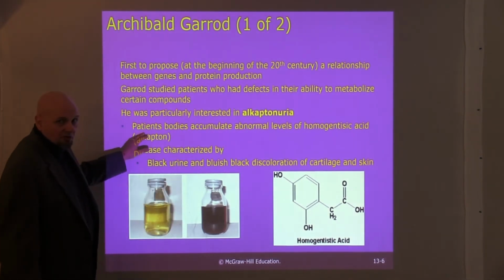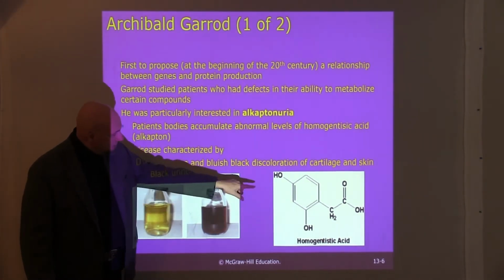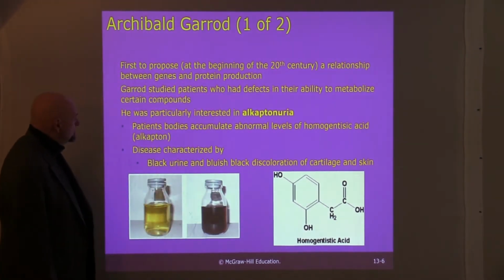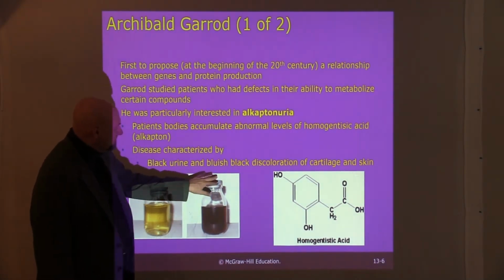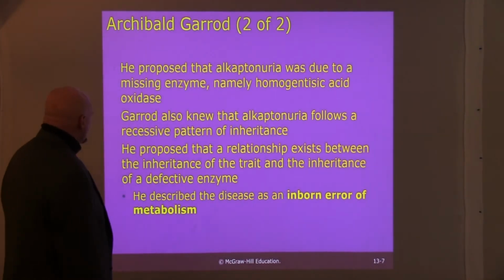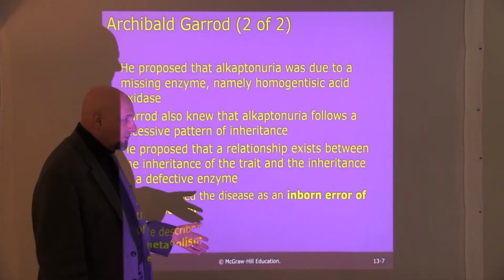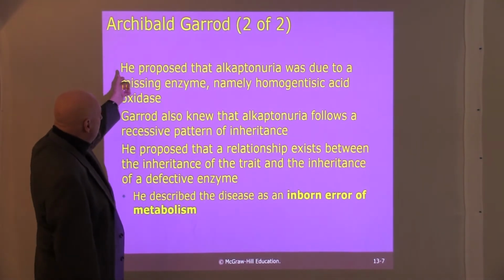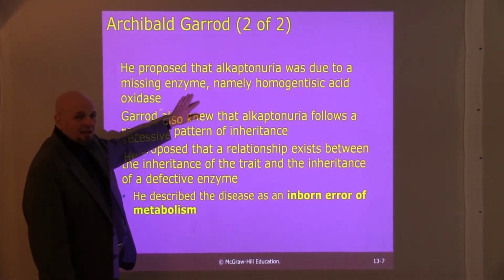He was very interested in this alkaptonuria, the production of this black urine, meaning the presence of what we call alkapton, which is homogentisic acid. And so he basically wanted to understand it. Now, not only was the urine black, but their cartilage and their skin had a bluish black color to it. So he proposed, and this is the way it always works in science, we make a proposal as to what's going on. He proposed that alkaptonuria was due to a missing enzyme.